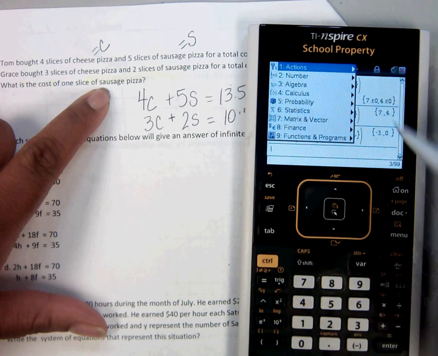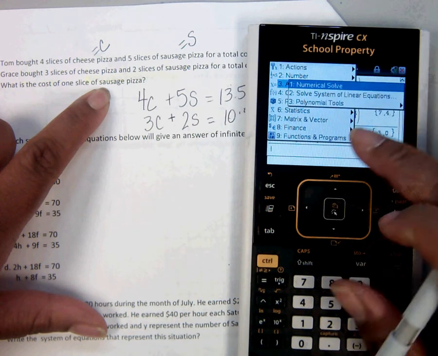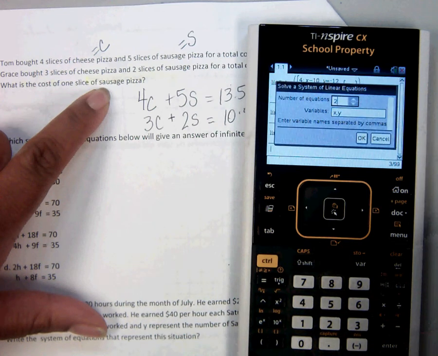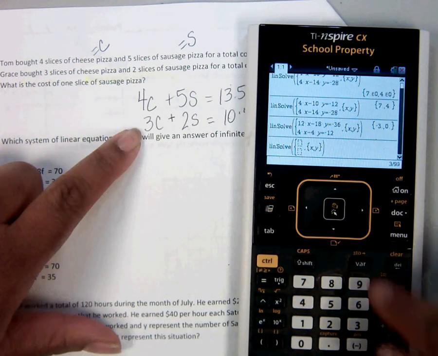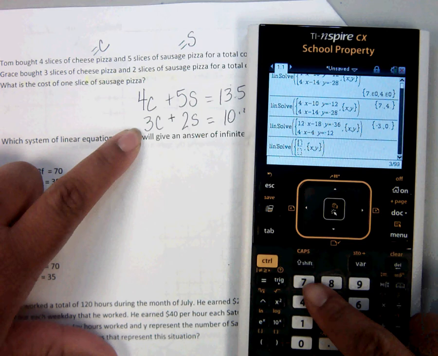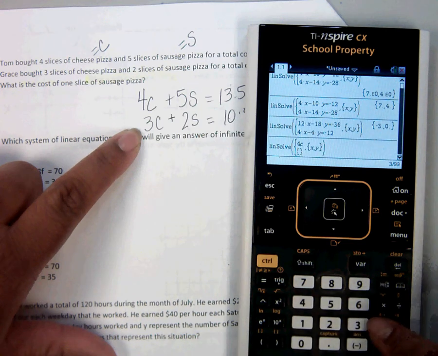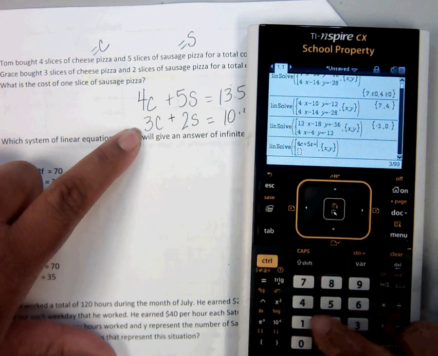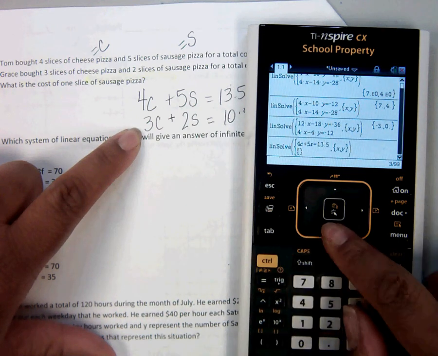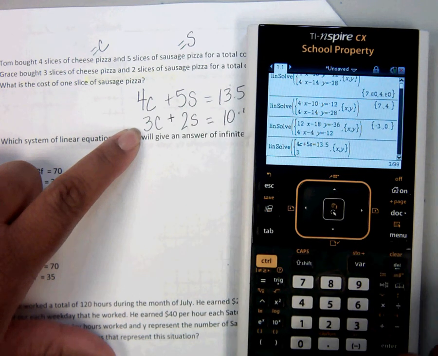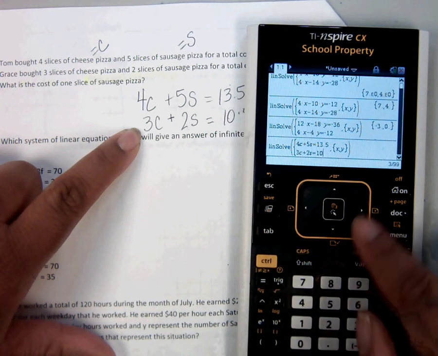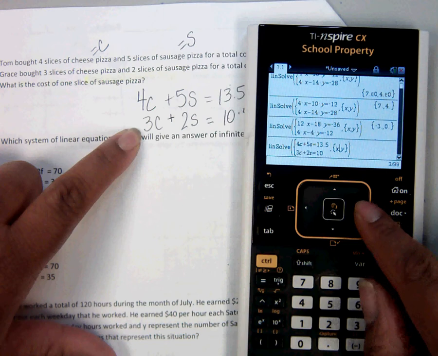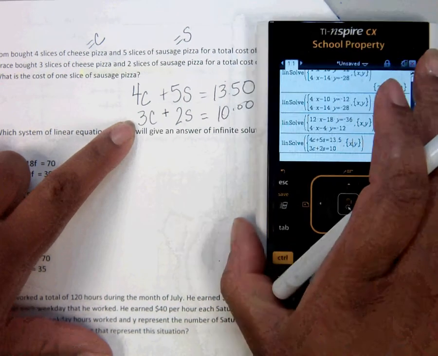Menu, 3 for algebra, 2 for solve a system, and 4C plus 5S equals 13.5. 3C plus 2S equals 10. I want you to notice I forgot to change the letters, and I did it on purpose.